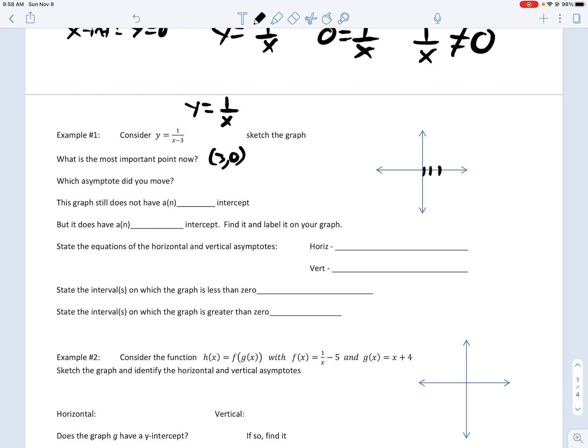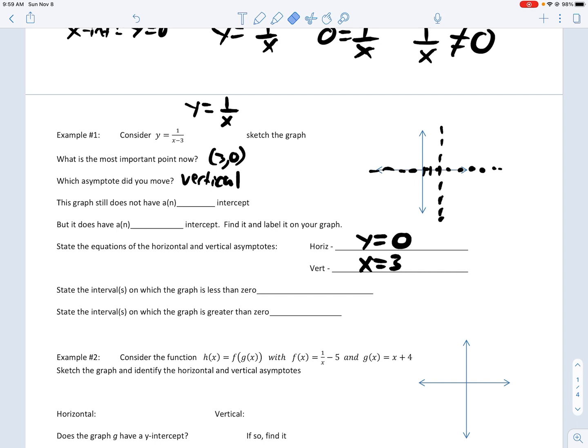So which asymptote moved? Well, it moved right, so that would be the vertical asymptote that moved. So now you have an asymptote at 3. You still have the horizontal asymptote at 0. And why is it shifted? Because of the x minus 3. It's the same idea that we've talked about with shifting back in Unit 1. Positive 3 makes that equal to 0, so it's been shifted right 3.